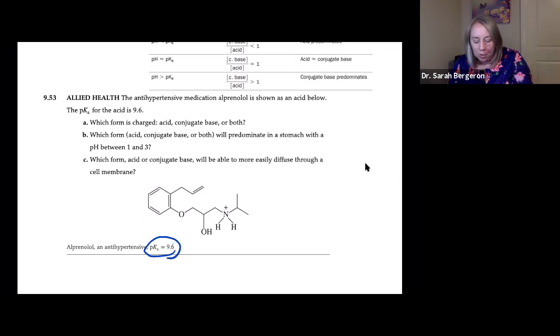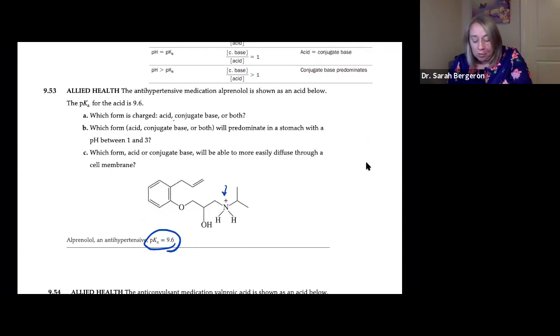Well, I'm being told that this is an acid, right? And then I look at my nitrogen here. My nitrogen is charged. So what form is charged? If you draw it and we say, hey, it's an acid and it's charged. So that's acid. That's just looking at it and telling.